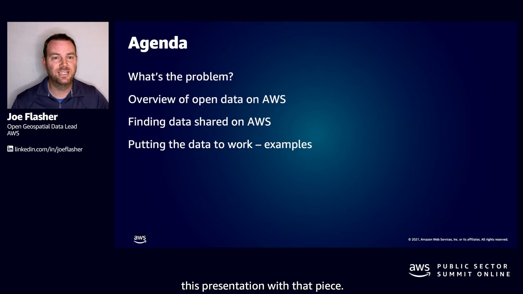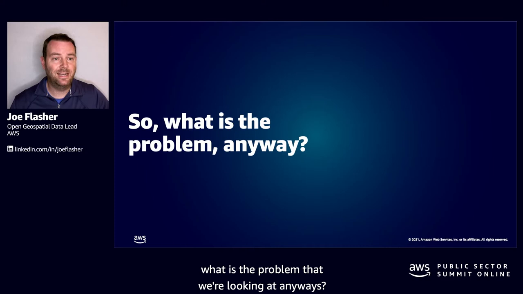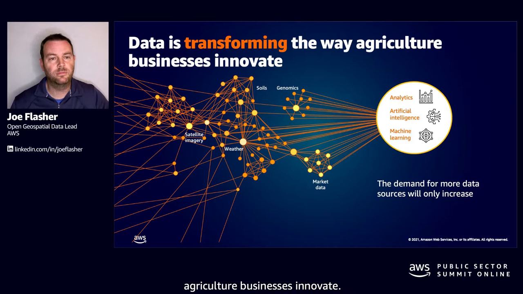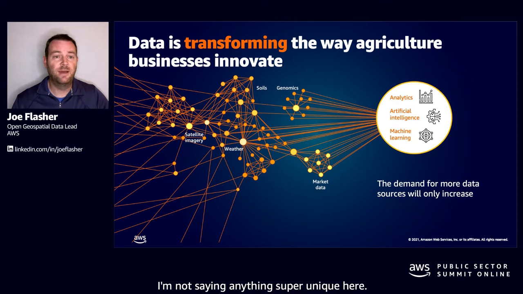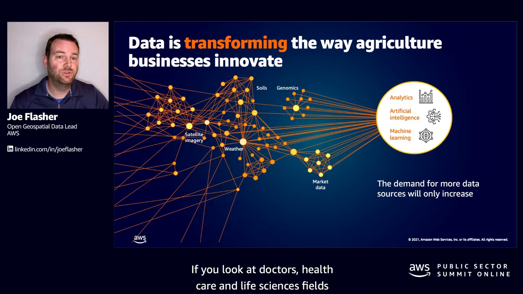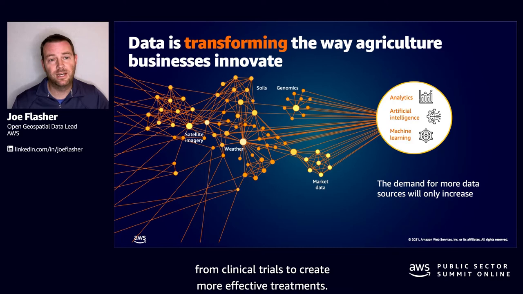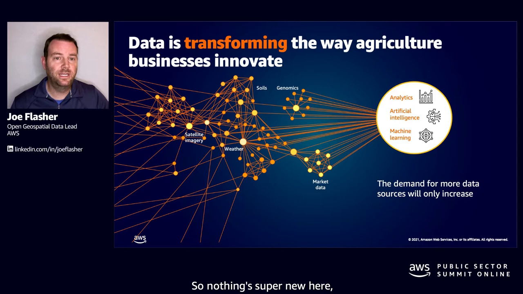So just to set the stage, what is the problem that we're looking at anyways? It should come as no surprise that data is transforming the way that agriculture businesses innovate, right? Researchers, enterprises, developers are all looking to use massive amounts of data in new ways across new fields. I'm not saying anything super unique here. If you look at other fields like advertising, they've long used data to try and create more effective marketing campaigns. If you look at healthcare and life sciences fields, they've tried to use real-world evidence from clinical trials to create more effective treatments, right?